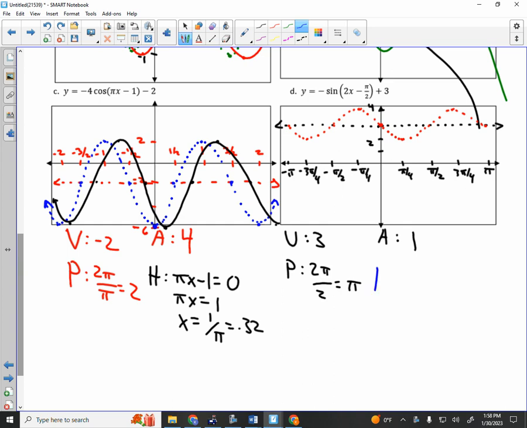To determine the horizontal shift, 2x minus pi over 2 is equal to 0. 2x is equal to pi over 2. Divide by 2, what is pi over 2 divided in half? Pi over 4. Pi over 4 is your horizontal shift. Pi over 4 is the same as 1 tick mark. So you can take all of these and move them over 1 tick mark.